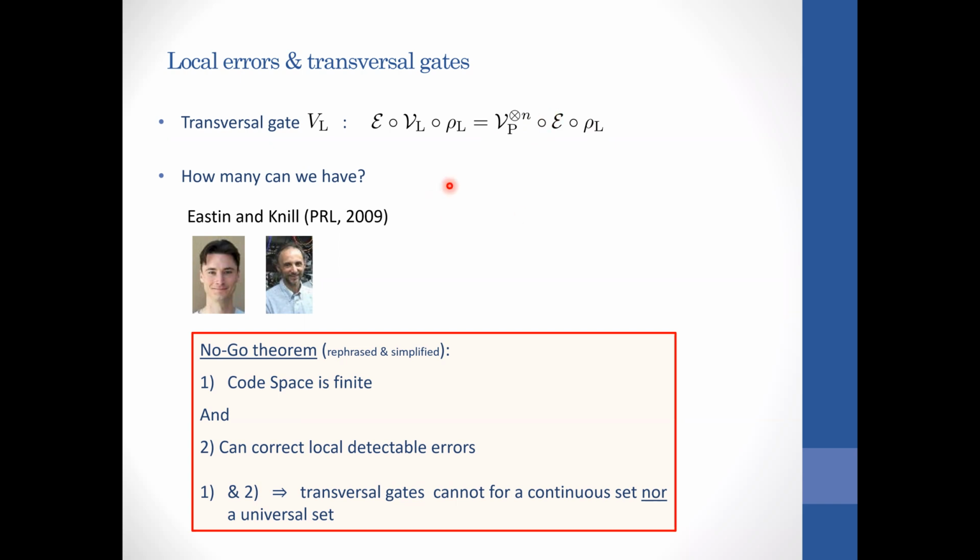Okay, so how many can we have? Well, as I said, this is an important question, and Eastin and Knill answered this in the general case in a paper from 2009, and the no-go theorem here, rephrased and simplified, is as follows. If you have two assumptions, namely one, that the code space is finite dimensional, and second, that we can correct local detectable errors, then 1 and 2 imply that the transversal gates which are permissible cannot form a continuous set, nor a universal set, right? And universal in the sense of allowing one to perform universal quantum computation.